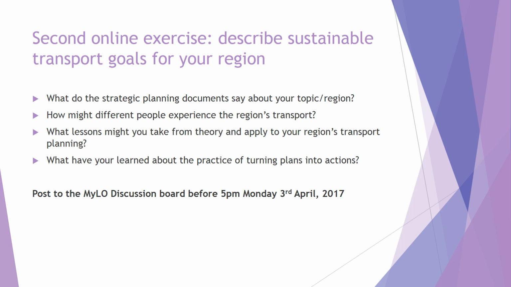The second online exercise is moving beyond this description and looking at the sustainable transport goals for your region. So what is there specifically about sustainable transport for your area? How might people get around? So what kind of options does somebody who, say, lives in the outer areas, do they have options other than a car? How does this depend on where they live?